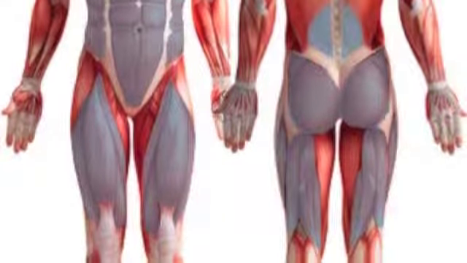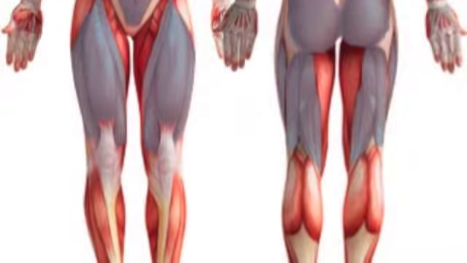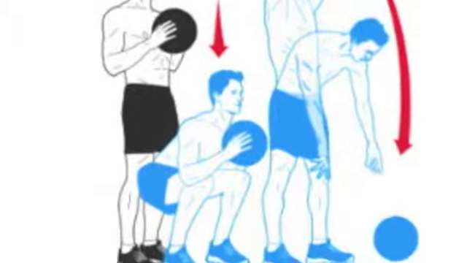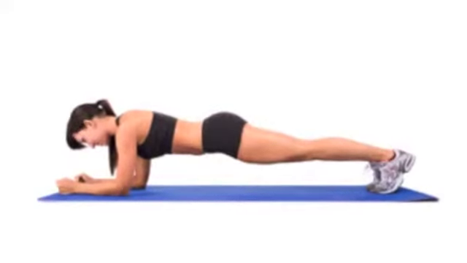The major muscle groups are deltoids, pecs, core muscles, quads, hamstrings, and glutes. Implications for training for this activity are upper body plyometrics, bench press, and core workouts.